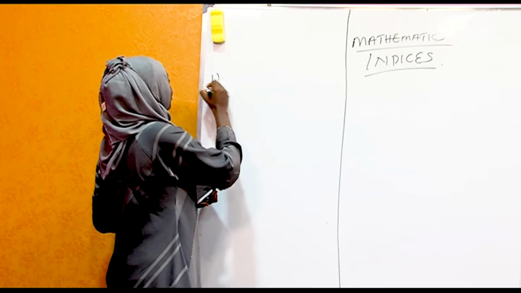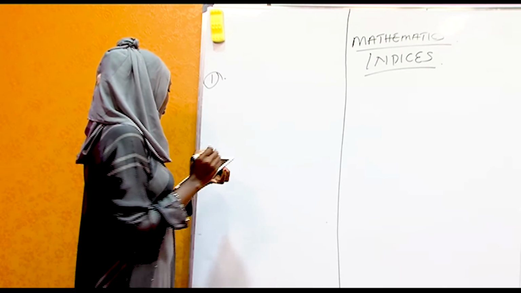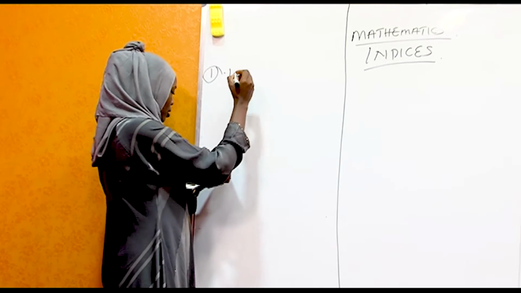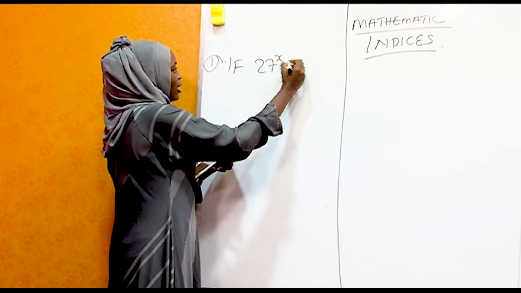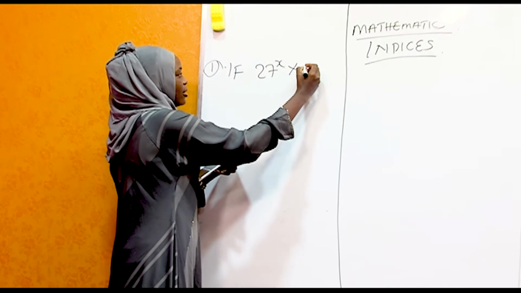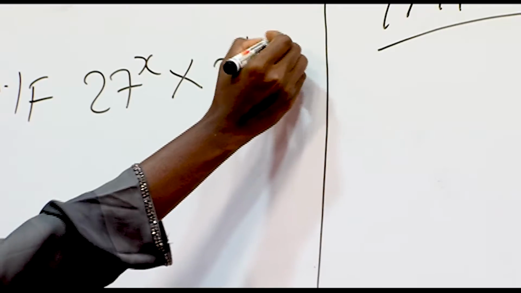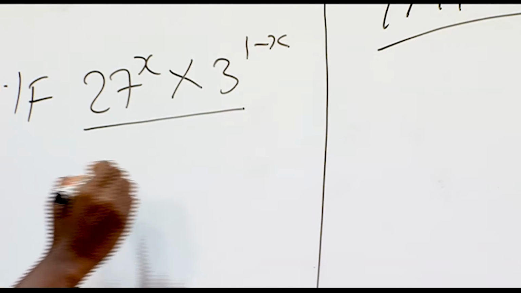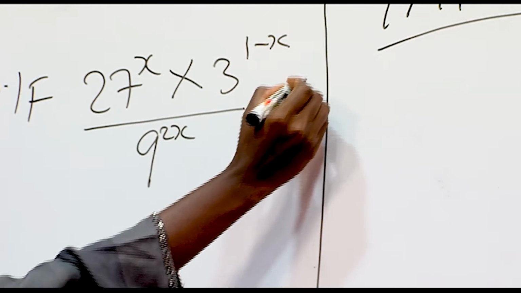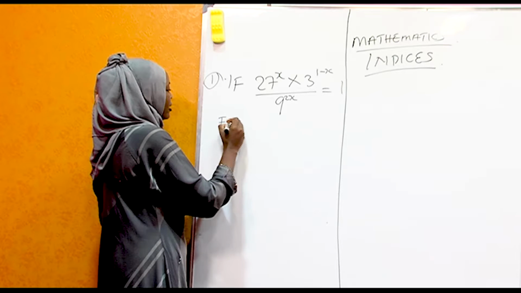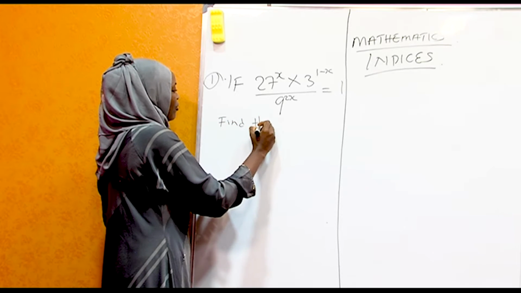Question number 1, we have: if 27 raised to power x times 3 raised to power 1 minus x all over 9 raised to power 2x equals 1. Find the value of x.